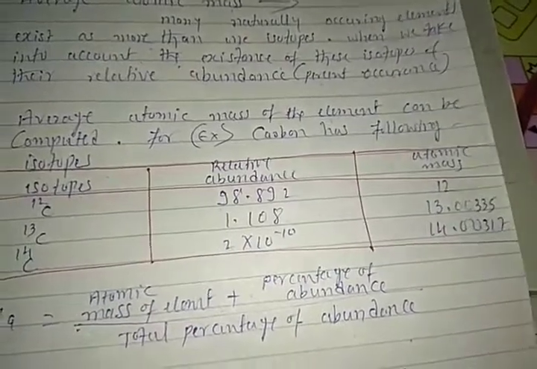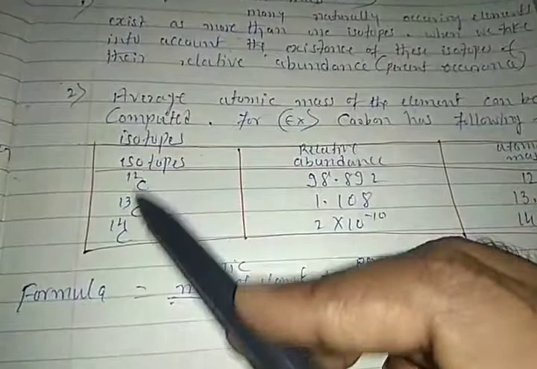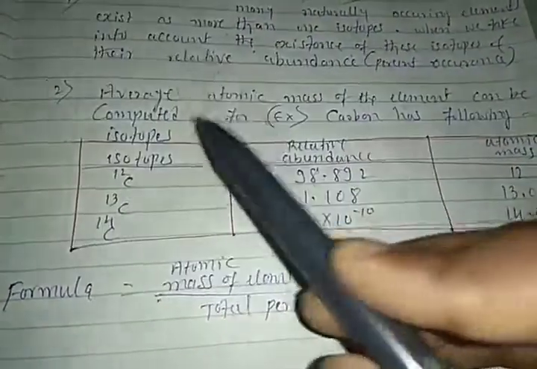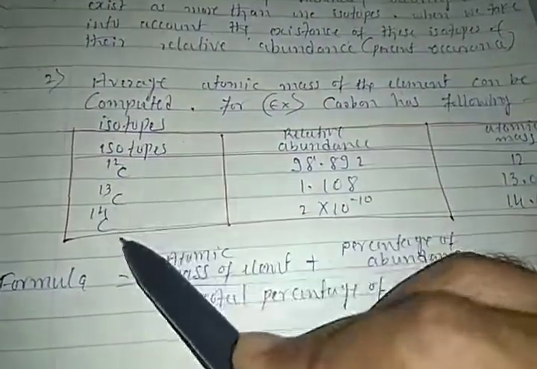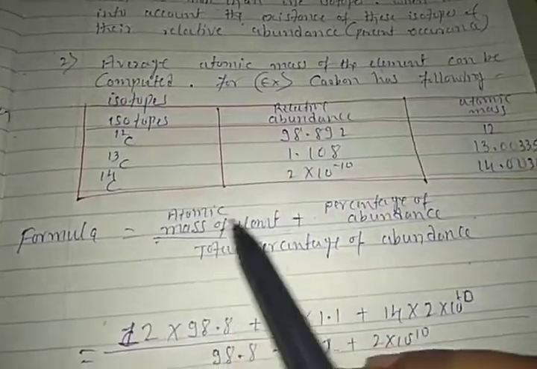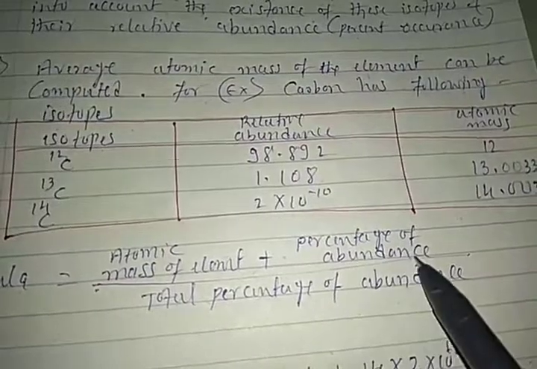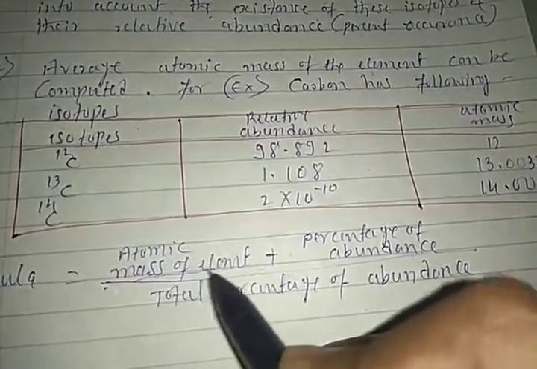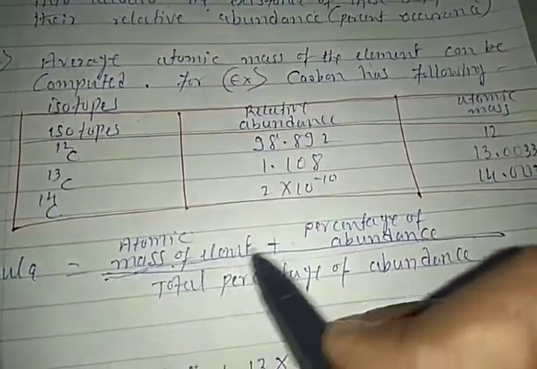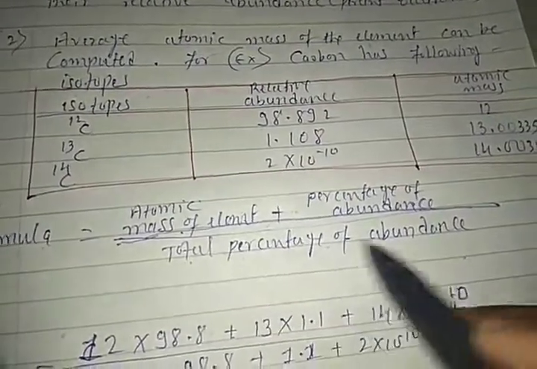While calculating the average atomic mass, we have to use the isotopes of carbon along with their relative abundance. Formula: atomic mass of element into percentage of abundance, plus the same for the other isotopes, divided by the total percentage of abundance.